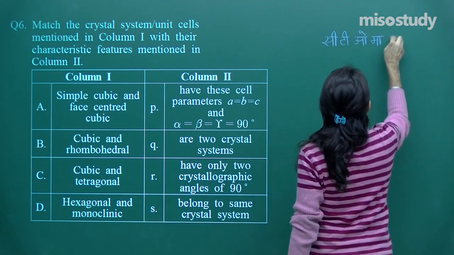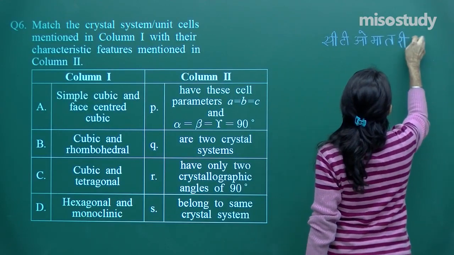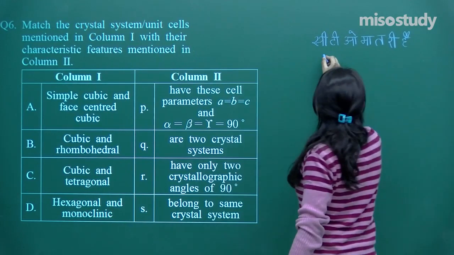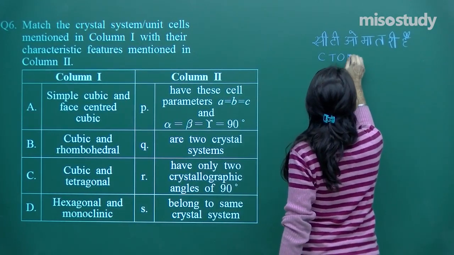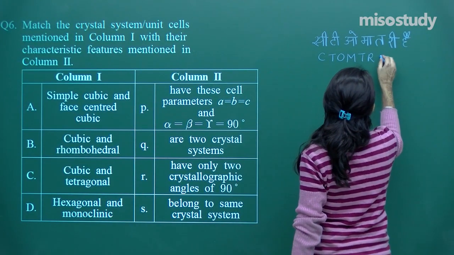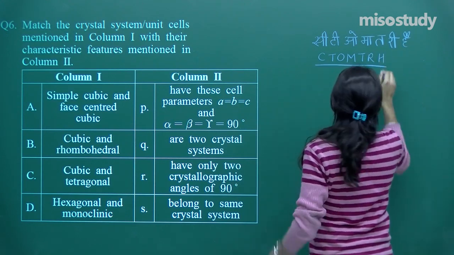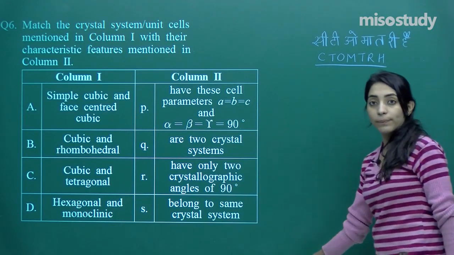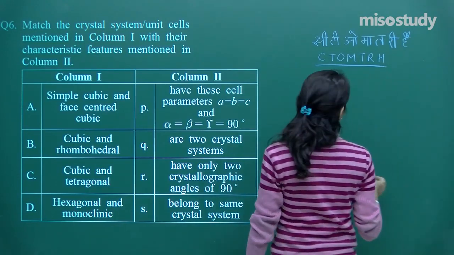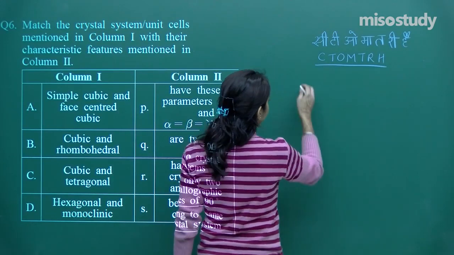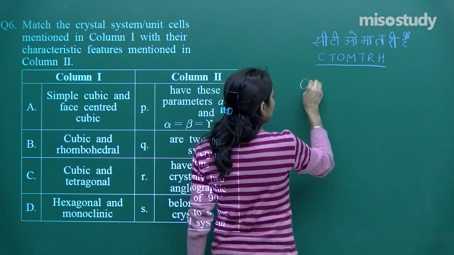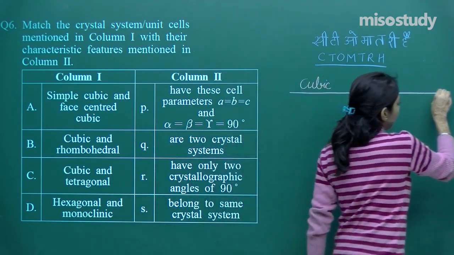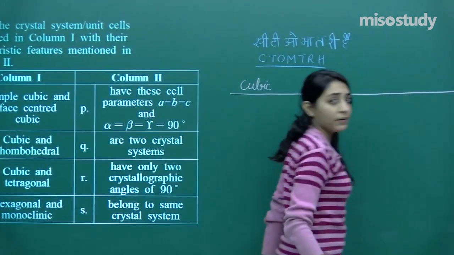I gave you this mnemonic, right? And this was written as CTO, MT, R and H. So 1, 2, 3, 4, 5, 6, 7 crystal systems we have drawn. How did we write it? Let me just write it down once again. We started with cubic, a big line, right?